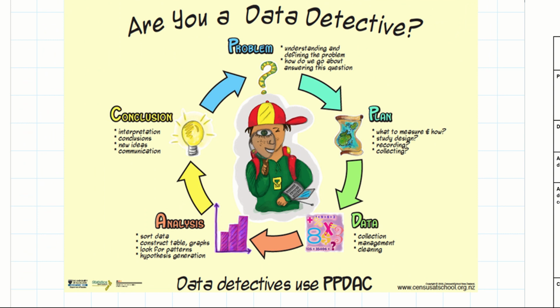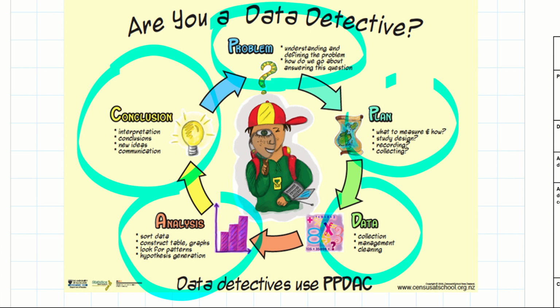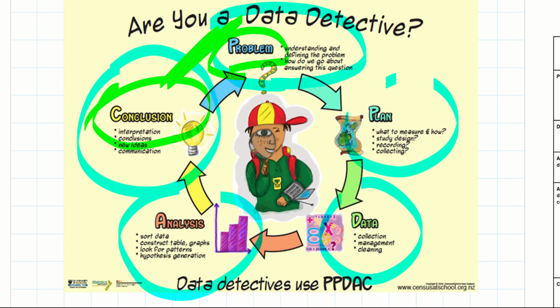And you can see there that we start with our problem, and we have our plan, our data, our analysis, and then we have conclusion. So this exercise is really looking at matching up these two things, the problem and the conclusion. So the problem is where we state our problem, and the conclusion is where we answer the problem. And so that's what we need to do in this exercise.